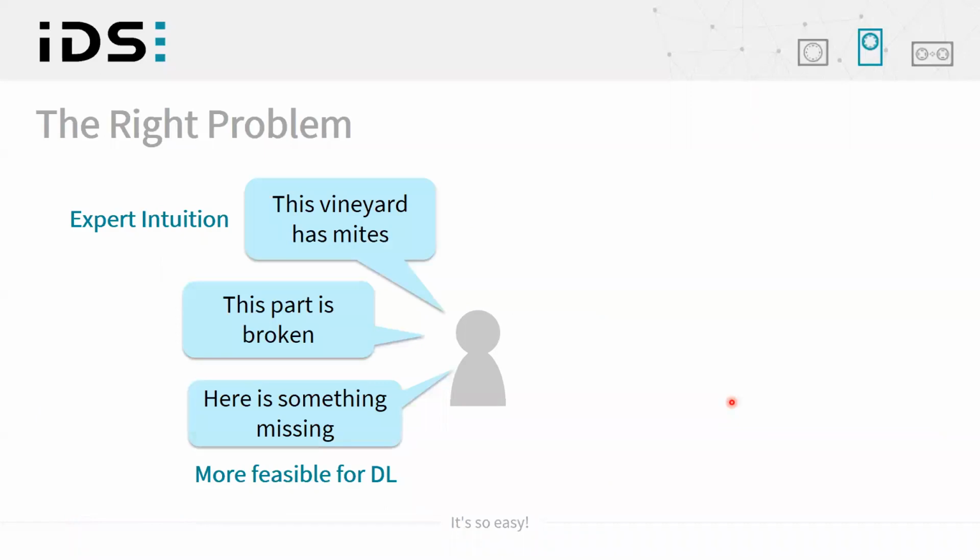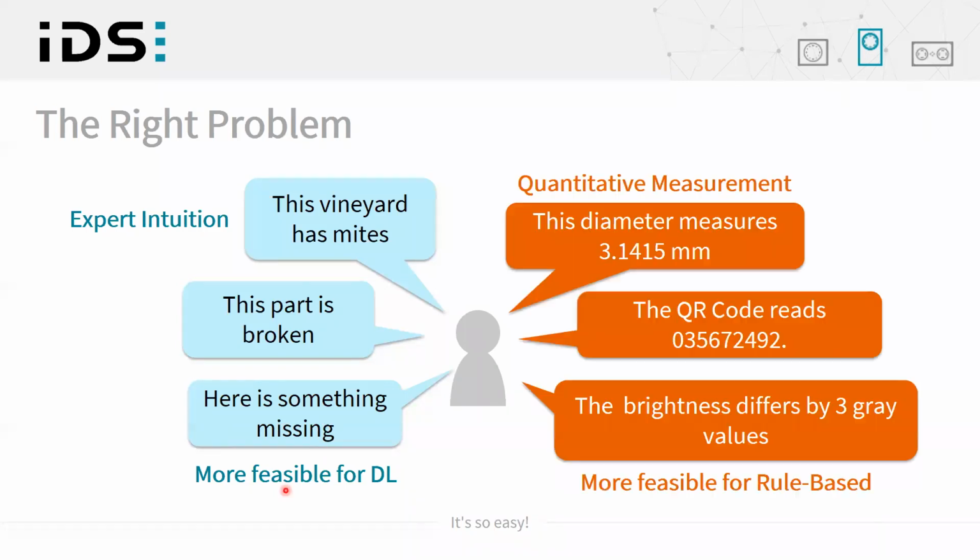So this is not restricted, of course, to agriculture. Basically, every time an expert can make an intuitive decision, like this part is broken, or here's something missing that should be there, it's likely that you could solve that with a deep learning algorithm. On the other hand, for quantitative measurements, if your expert needs to get a caliper first to make a decision, then probably it's better to approach this with a rule-based algorithm.